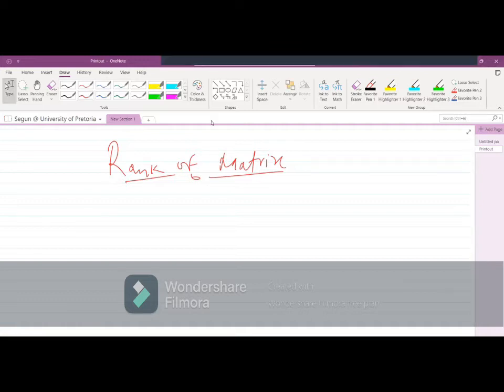I believe you can see my screen. Can we all see the screen, please? Yes, sir. Yes.